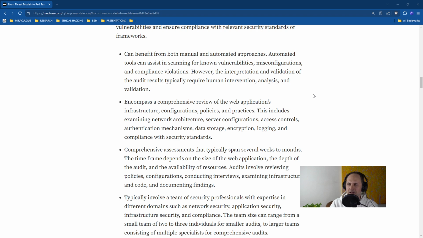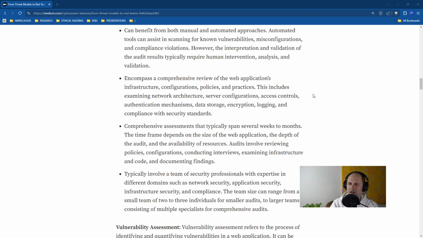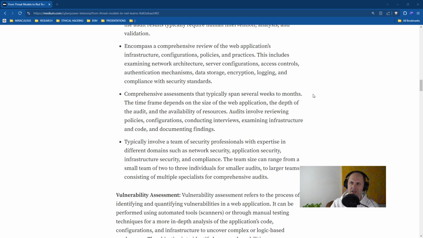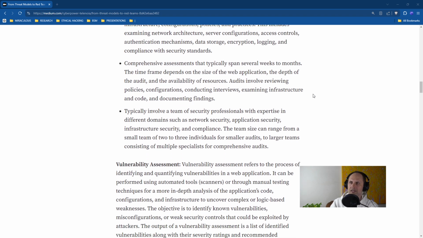Encompasses a comprehensive review of the web application's infrastructure, configurations, policies, and practices. This includes examining network architecture, server configurations, access controls, authentication mechanisms, data storage, encryption, logging, and compliance with security standards. Comprehensive assessments typically span several weeks to months. The time frame depends on the size of the application, the depth of the audit, and the availability of resources.